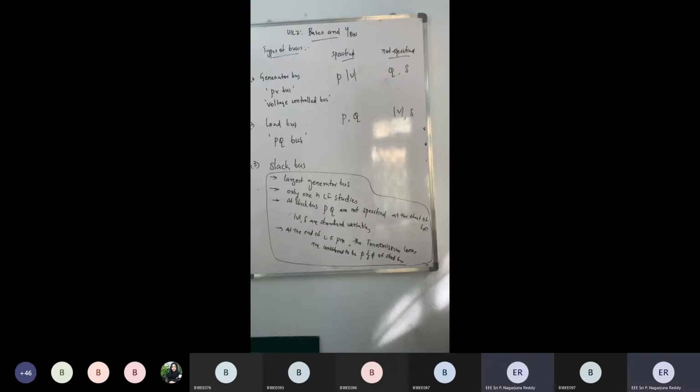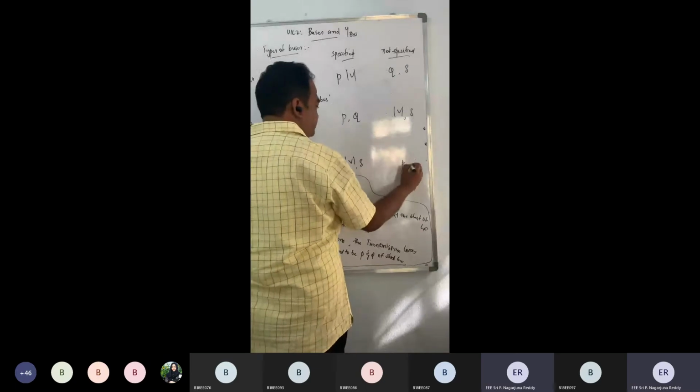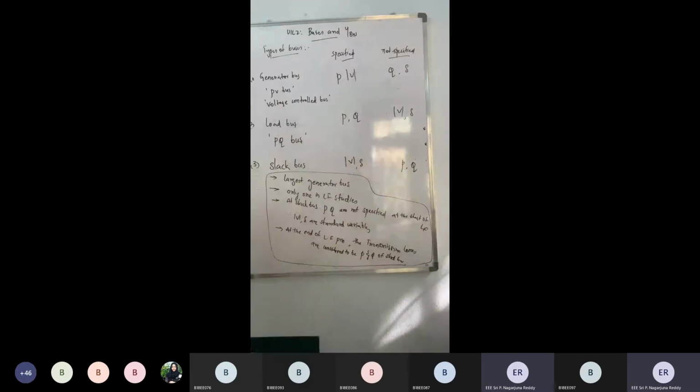They may ask you in 1 mark questions, even in your end semester or mid semester examinations: write short notes on slack. So this is all about slack. So at a slack bus, what are specified? Mod V and delta. What are not specified? P and Q are not specified. Got it? Shall I move ahead? So this is all what we have learned yesterday, isn't it?